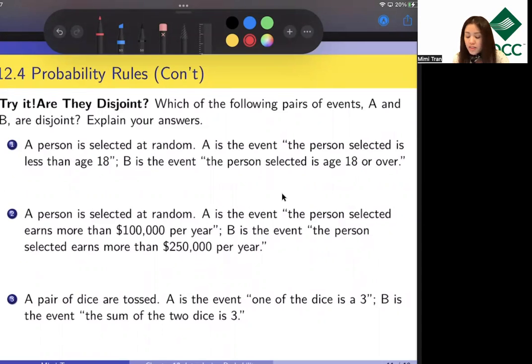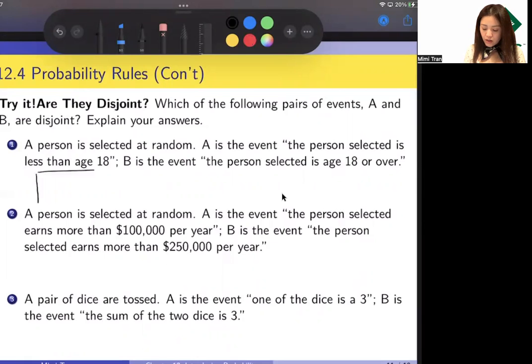1. A person is selected at random. A is the event the person selected is less than age 18. B is the event the person selected is age 18 or over. Are the two events disjoint? Well, we'll see.